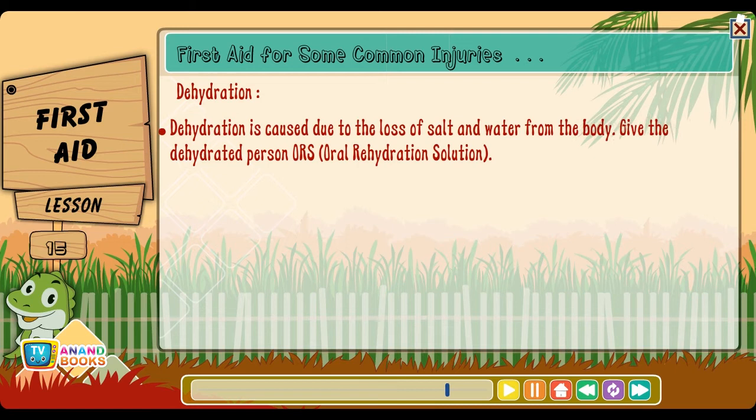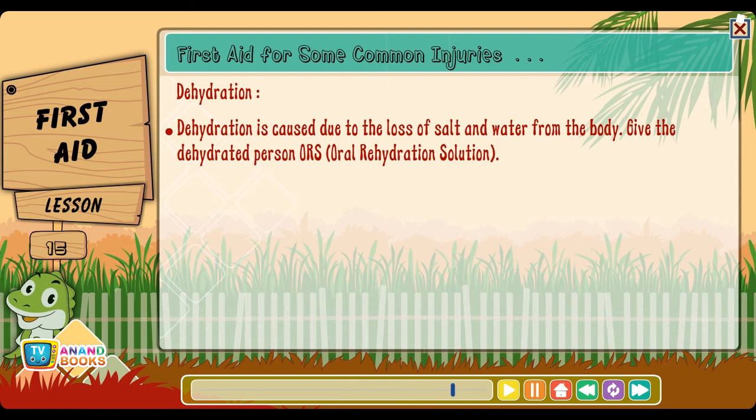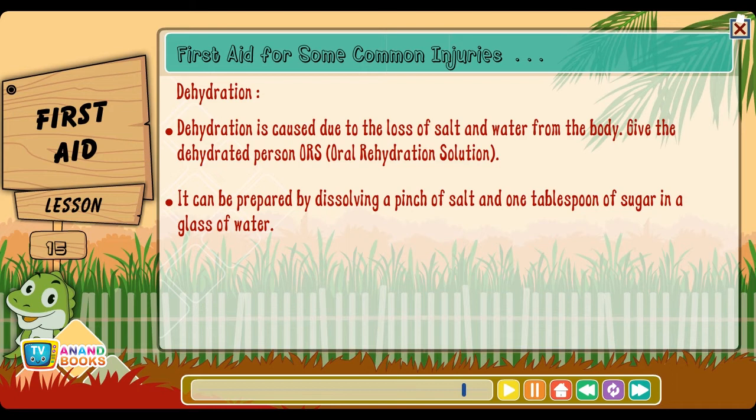Dehydration. Dehydration is caused due to the loss of salt and water from the body. Give the dehydrated person ORS, oral rehydration solution. It can be prepared by dissolving a pinch of salt and 1 tablespoon of sugar in a glass of water.